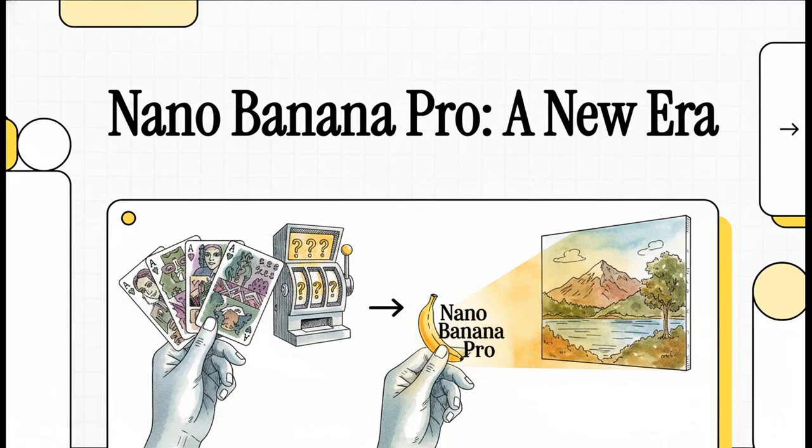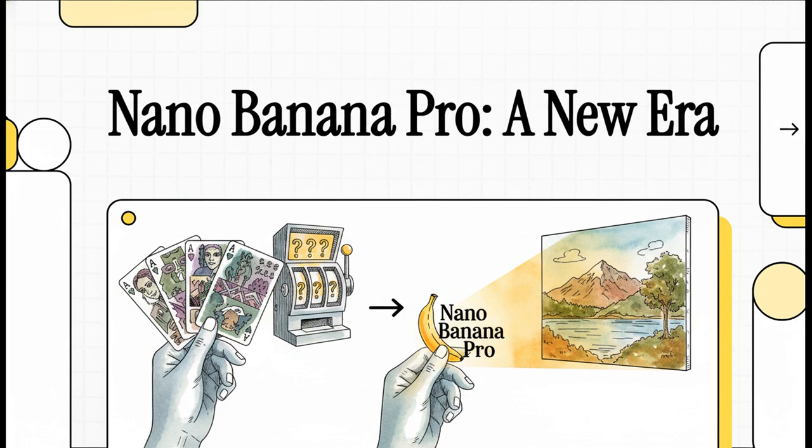All right, let's get right into it. If you're a creative pro who's ever tried to use an AI image generator, you know the feeling. It's kind of like playing a slot machine. You have this amazing idea, you pull the lever, but you just can't get the result you want. Well, that whole era might be coming to an end, all thanks to a new tool called Nano Banana Pro.